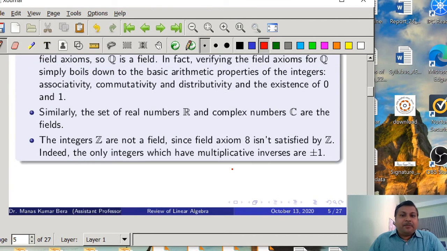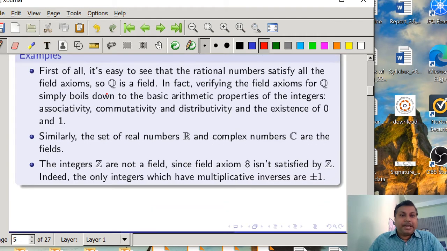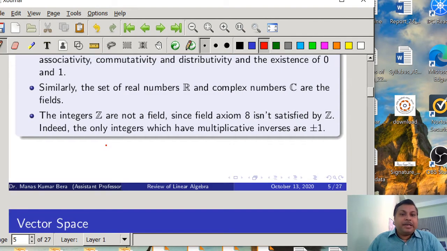So that's why we can say that Z, the set of integers, is not an example of a field. Indeed, the only integers which have multiplicative inverses are plus minus 1. Other than that, axiom 8 is not satisfied by the set of integers, so the integers will not qualify as a field. But the examples cited here, the rational numbers Q, real numbers R and complex numbers C, are called fields.